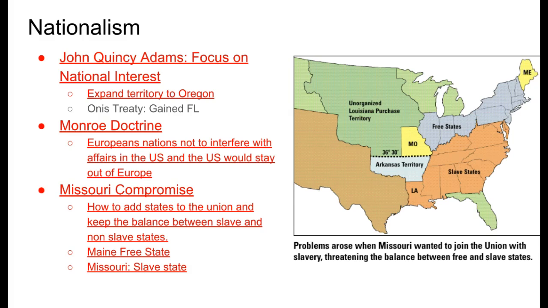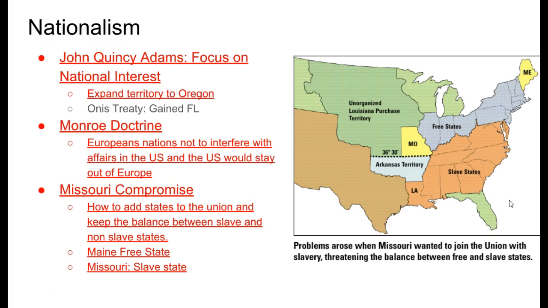In addition to that, we saw this idea of nationalism develop. Nationalism was this idea that we wanted to focus on our own country, our own national interest. John Quincy Adams was the one who came up with this idea, or really tried to expand this idea. I shouldn't say he came up with it, but he really expanded this idea. When John Quincy Adams was president, he also expanded the territory into Oregon, and we saw him really expand westward. He also signed the Onis Treaty, which allowed us to gain control of Florida.